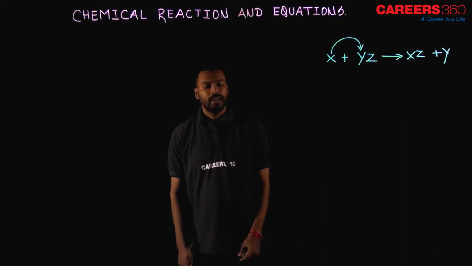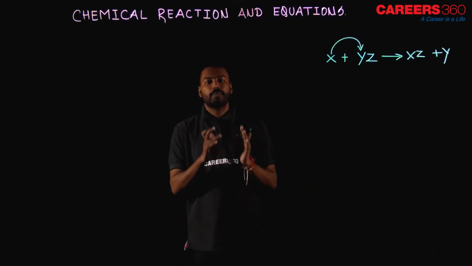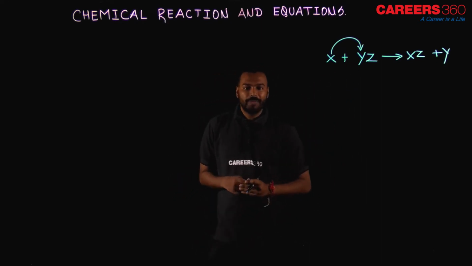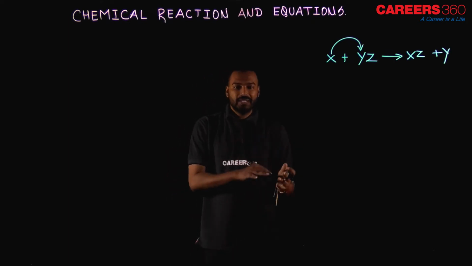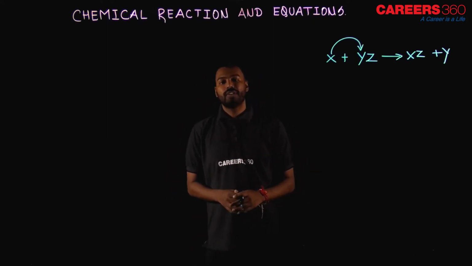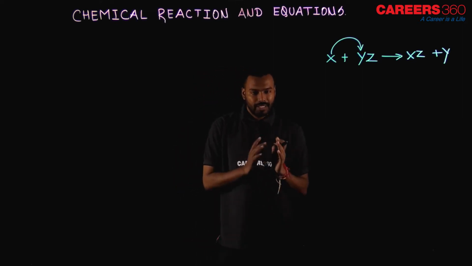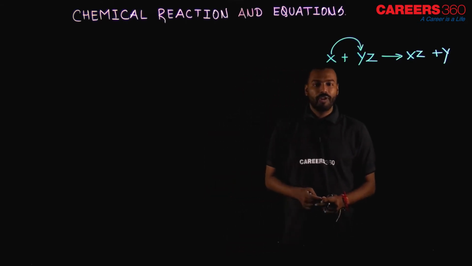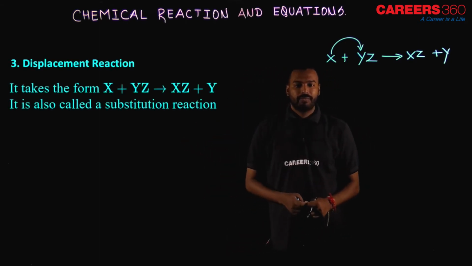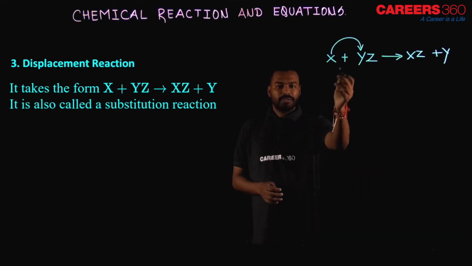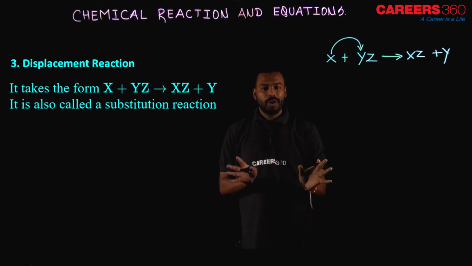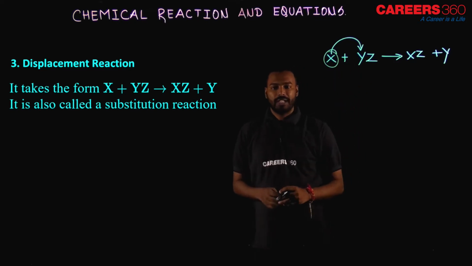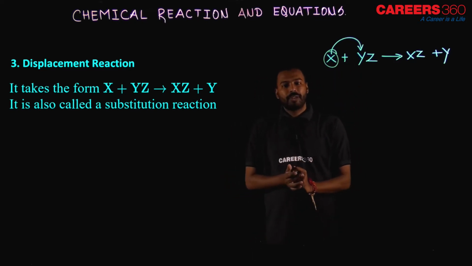So what happens? One element is more reactive and one element is less reactive. In this phenomenon, the more reactive element will displace the less reactive element. But how to know who is more reactive and who is less reactive? I will give you the whole idea in this segment only today. It takes the form X plus YZ gives XZ plus Y. I told you why this reaction happened, because X is more reactive and Y is less reactive. And yes, it is also known as substitution reaction.